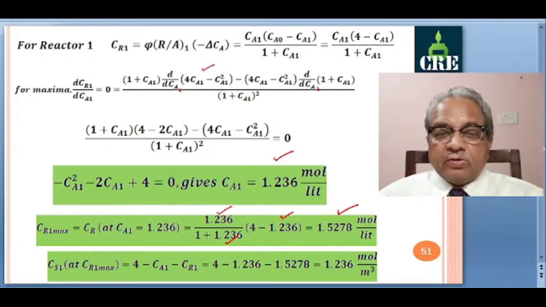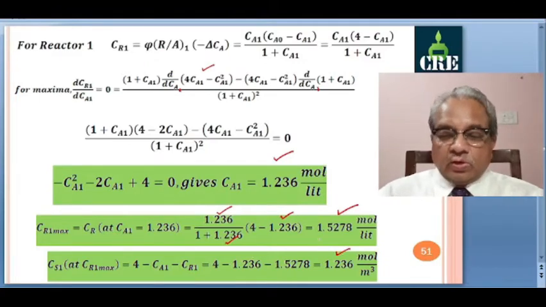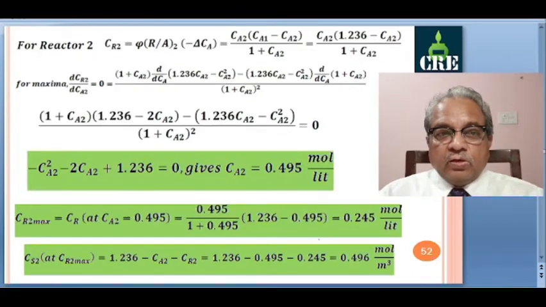CS1 at the CA1 value, or the CR1 max value, will be simply the initial value 4 minus CA1 minus CR1. So the total of CA1, CR1 and CS1 will always be 4, that is CA0. So 4 minus this also comes out to be 1.236. Total will be 4.